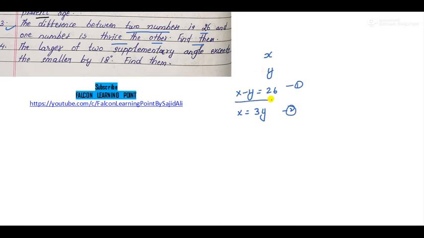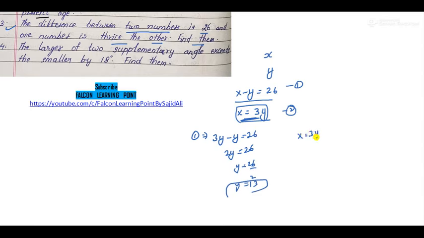So I'll just substitute equation 2 in 1. So equation 1 becomes, in place of x, I'll write 3y minus y equals 26. So 2y is 26, y is 26 by 2, that is 13. That's all. So one number we got. The second number will be x, which is equal to 3y. So 3 into 13 is 39. So x is 39 and y is 13. That's all. It's very simple. I hope it's clear. Moving to the next question.